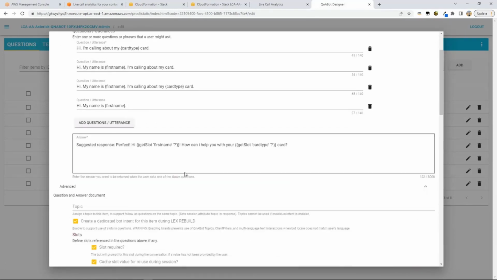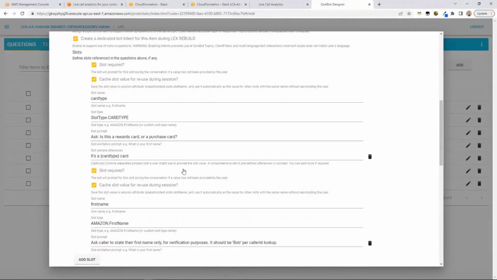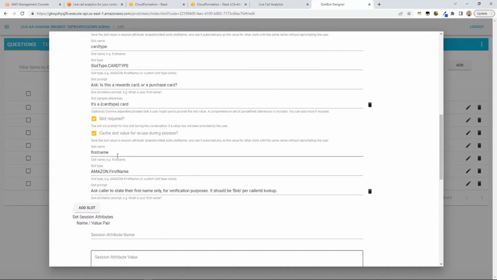If I go a little bit further down the page here, you can see that this particular intent has two slots. We have the card type that we just talked about. It was able to capture the value of card type automatically from my initial sentence because I actually volunteered that information. I said I'm calling about my rewards card. But it also needs to know my first name. And since this is a required slot type, it comes up with a prompt.